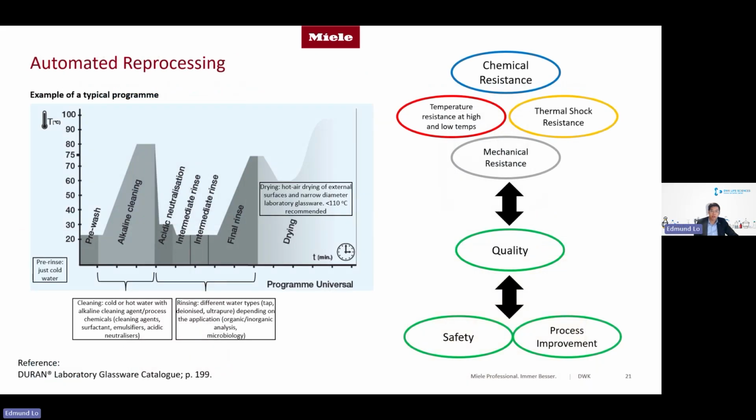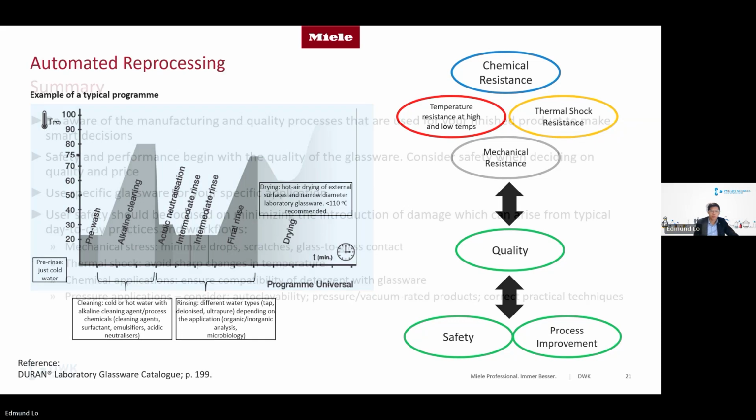So throughout a typical automated reprocessing program, your glassware will be exposed to cold or hot water with alkaline cleaning chemicals or even acidic neutralizers, different water types and temperatures that can go up to 100 degrees Celsius when drying. This is why you need your glassware to be highly resistant to chemicals, high and low temperatures, and thermal shock. These properties stem from quality, which lead to safety and process improvement. There is nothing more important than making sure that everyone goes home safe at the end of the working day.